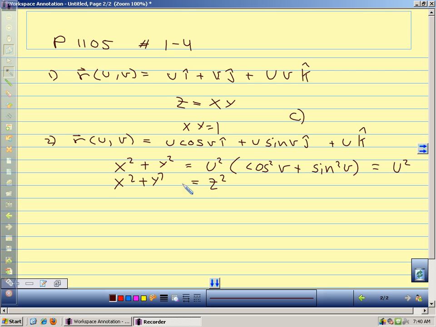If we go back to our surfaces and ignore the x, we get z squared equals y squared, or z equals plus or minus y. So we get a line in the yz plane, a line in the xz plane. So this is a cone. That matches D.